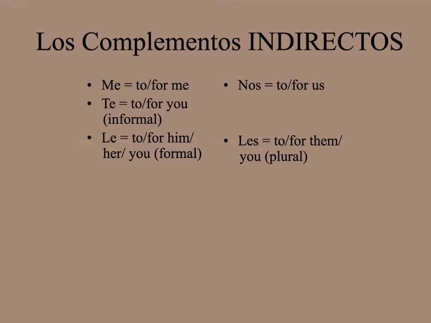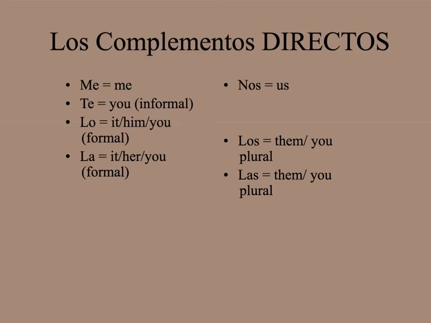Then you've got your indirects, what you just had a test on. That's your 2 or 4s. So me, te, le, nos, les. They all mean 2 or 4 someone. Then you've got your directs, okay? Your me, te, lo, la, nos, los, las. We studied those not too long ago. Directly affected by the verb, okay? Remember, they can refer to people and or things.